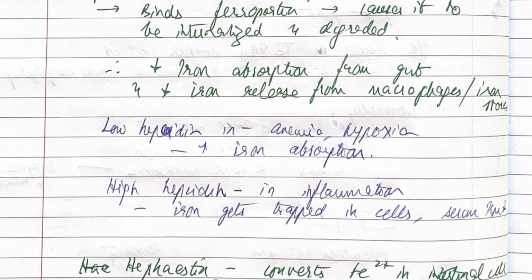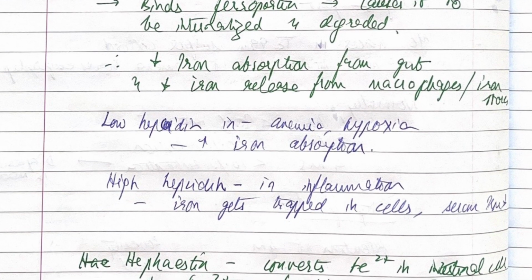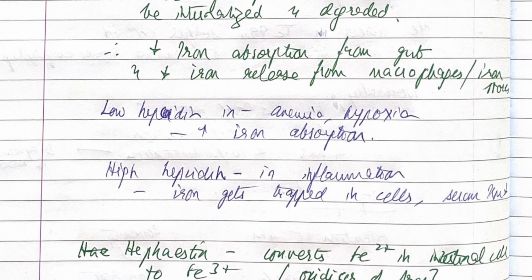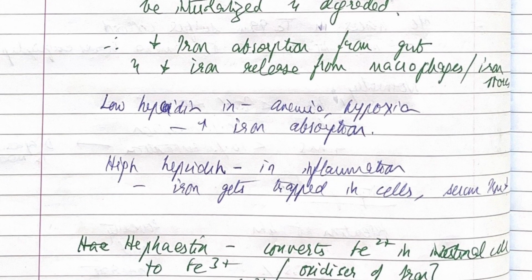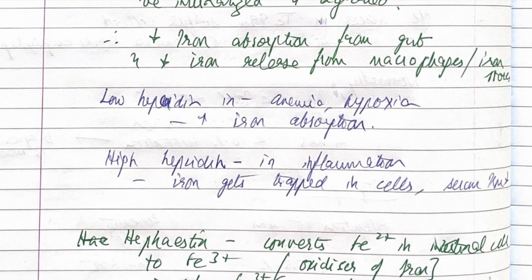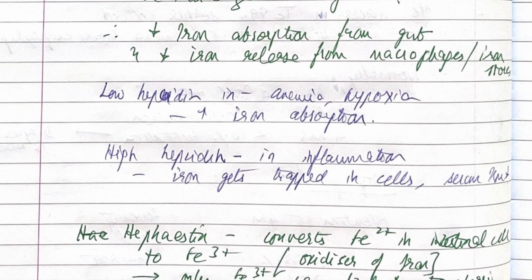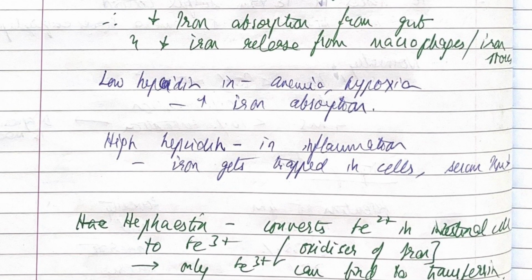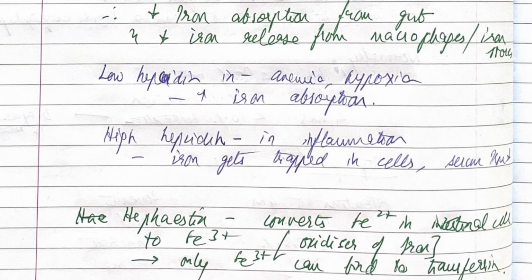Low hepcidin levels are seen in anemia and hypoxia, and this causes an increase in iron absorption because there's more amount of ferroportin. High amount of hepcidin is found in inflammation, and the iron gets trapped inside the cells. There is low serum iron.